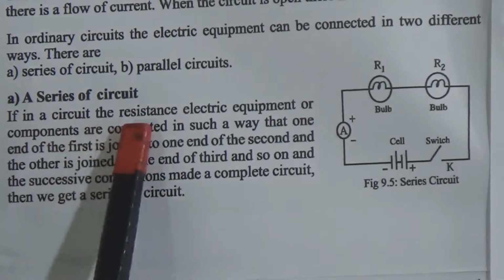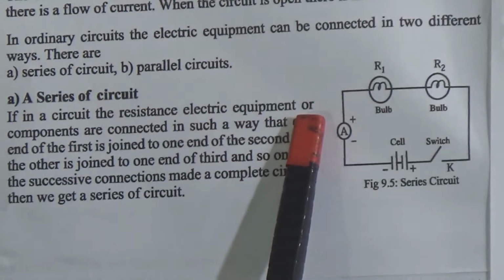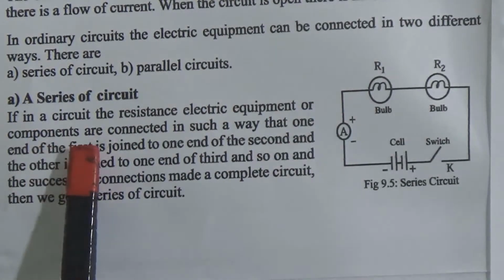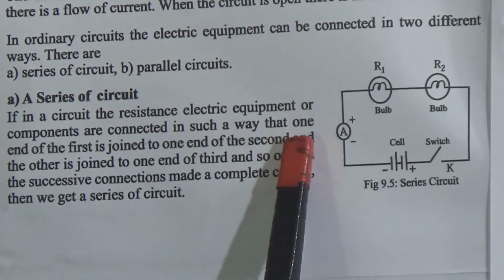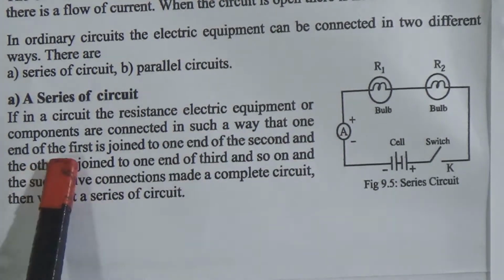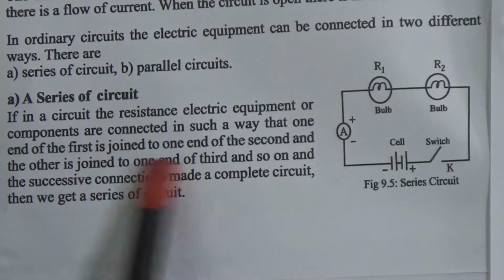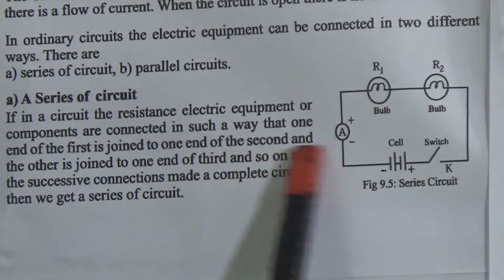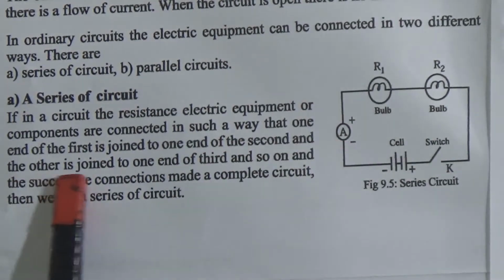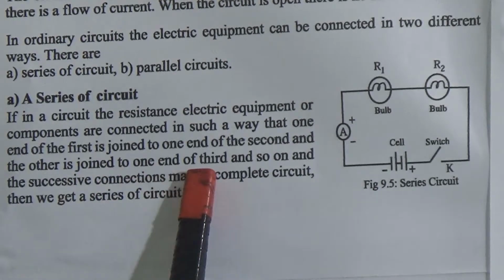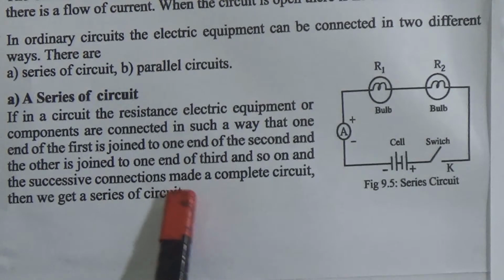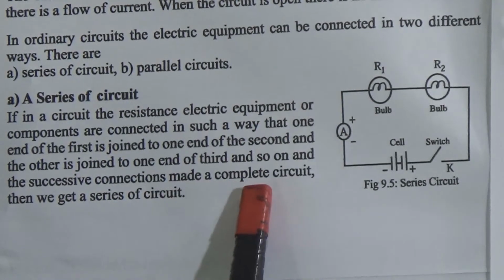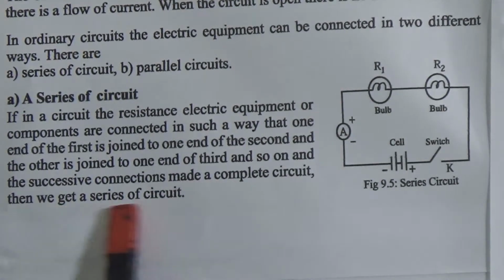In a series circuit, the resistances, electric equipment or components are connected in such a way that one end of the first is joined to one end of the second, and the other end of the second is joined to one end of the third, and so on. The successive connection makes a complete circuit, then we get a series circuit.